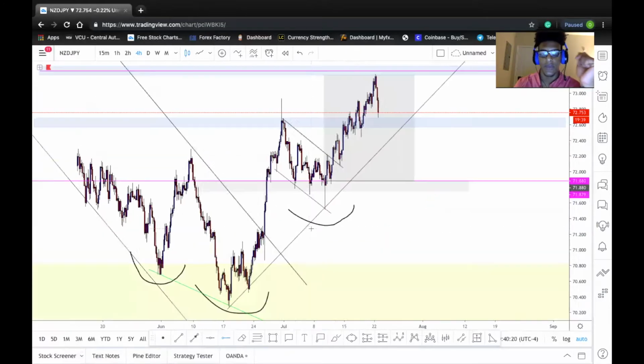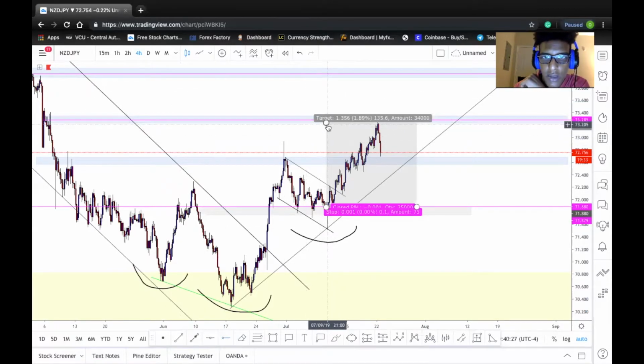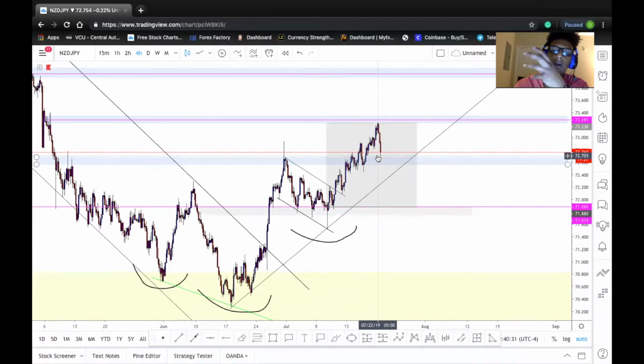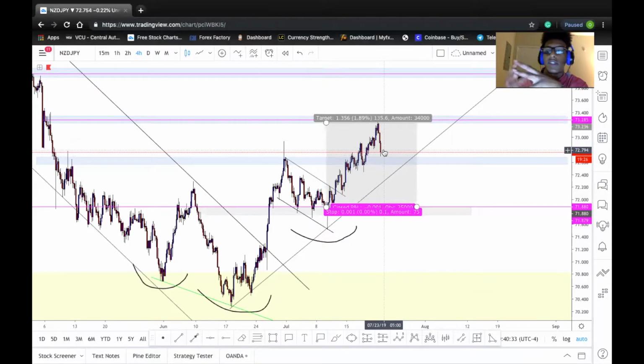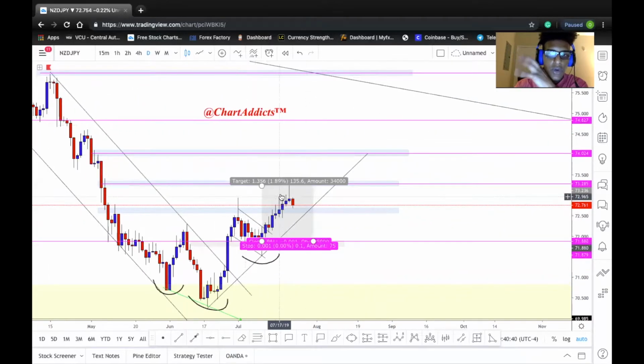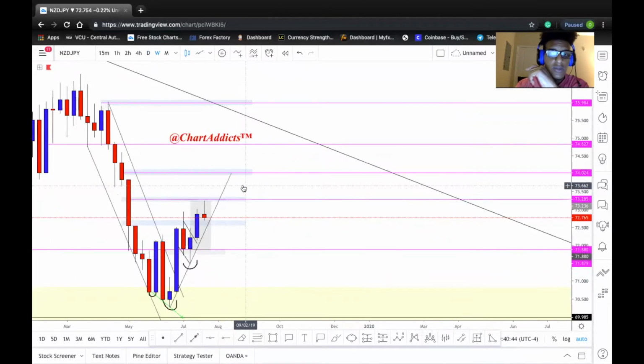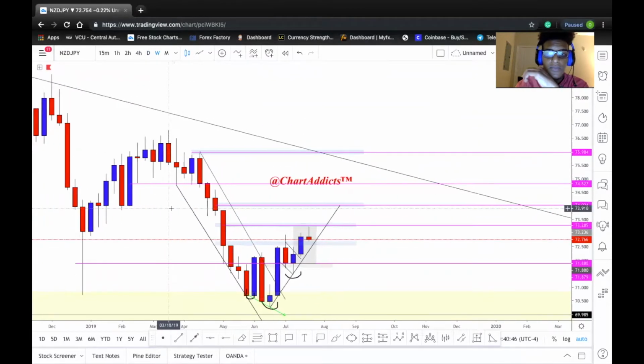So NZDJPY, you guys can see we did tap our TP target, 135 pips, and price did end up rejecting off that. Essentially, someone was probably taking profits, which brought price down. Going off the daily, we do have a strong pin bar, but off the weekly, we are still looking bullish, you guys.